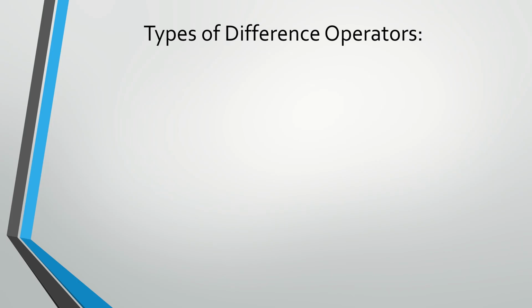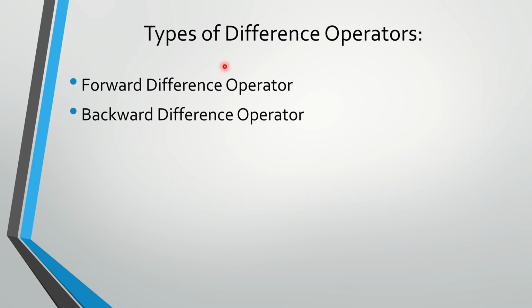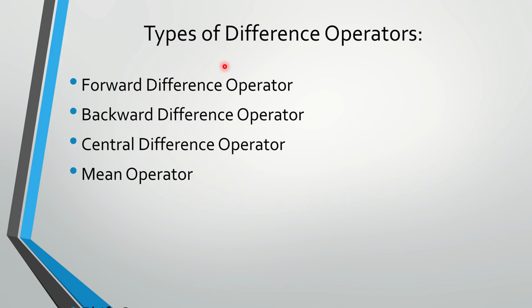so let's go further. अब हम बात करते हैं different types की. Difference operators जो हैं उनके different types हैं. Some of them are forward difference operator, backward difference operator, then we have central difference operator, then we have mean operator and shift operator. Obviously these operators are used to link these operators among themselves. So we'll be talking one by one.